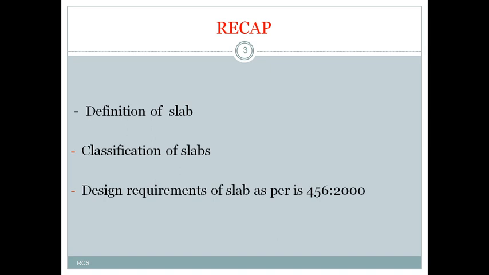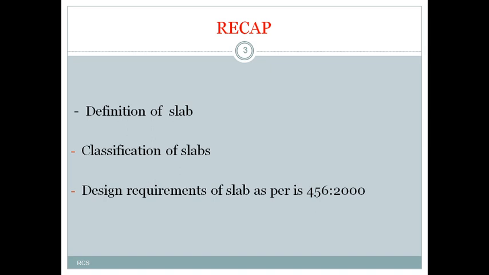Then we have a limiting stiffness, or deflection control, for which we should use an L by D ratio. The L by D ratio is given at different values for different types of beams: for a cantilever beam it is 7, for a simply supported beam it is 20, and for a continuous beam it is 26. It is given in clause 23.2 of IS 456, and it is for spans not exceeding 10 meters.